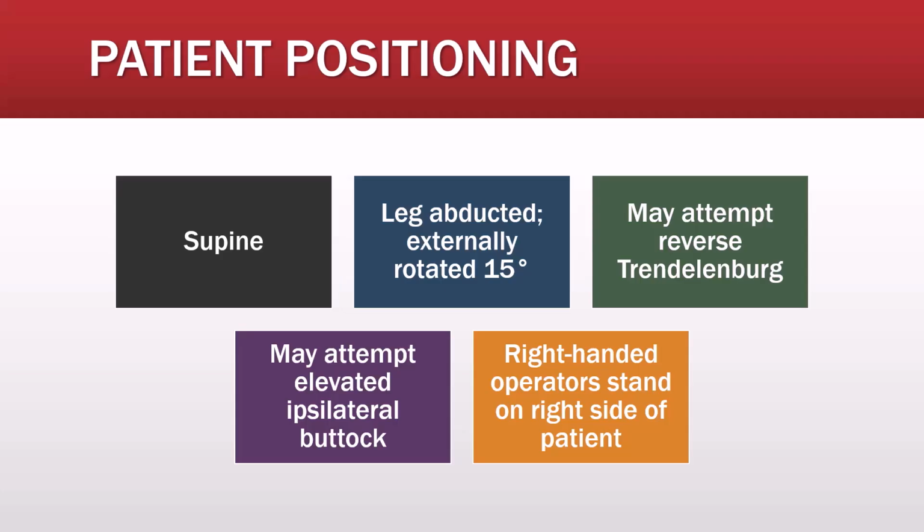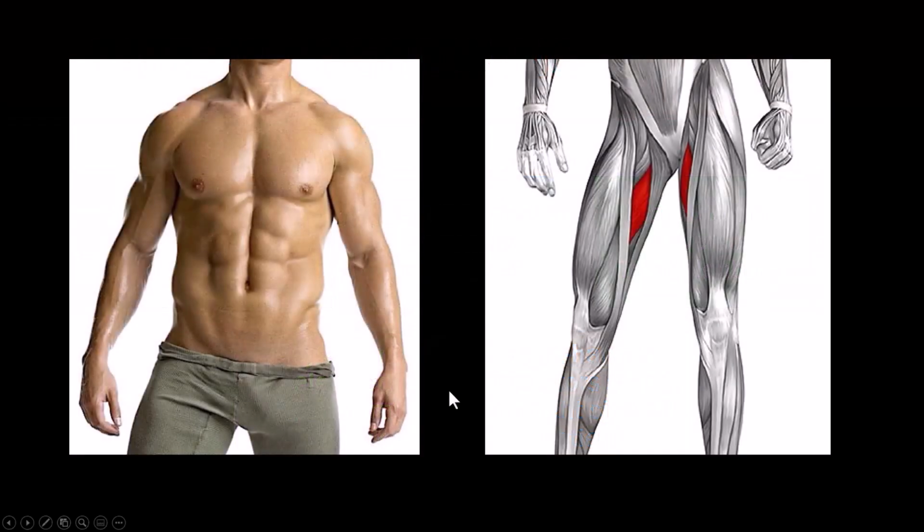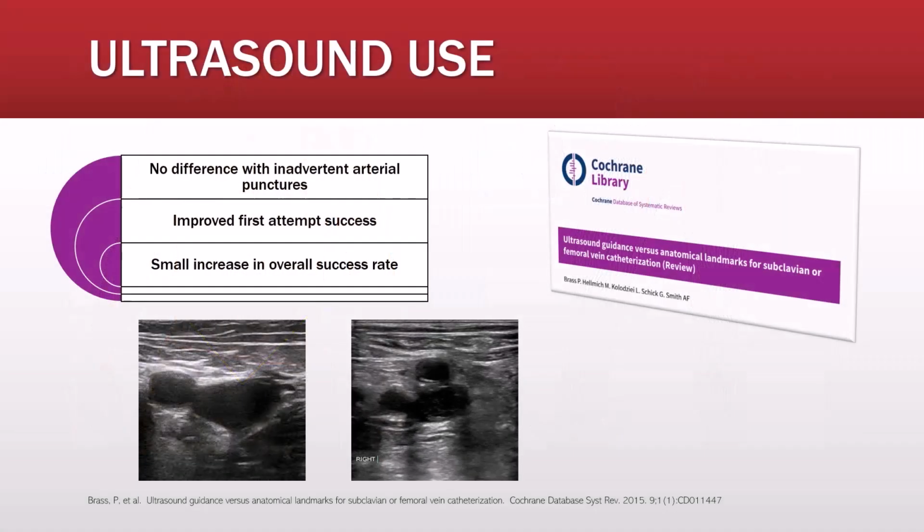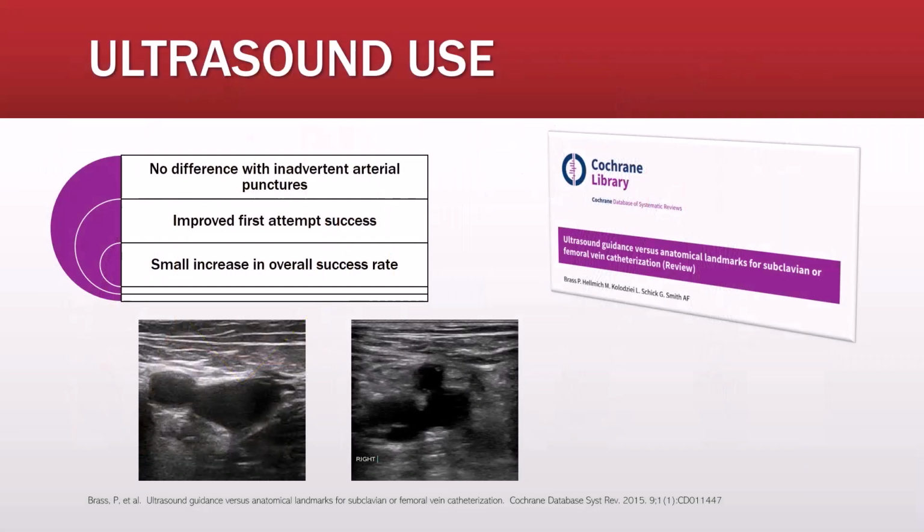Let's recap some of our positioning and anatomy. We see this physically fit gentleman to the left. We can easily identify iliac crest and the pubis symphysis. We draw our imaginary lines, and we can see the inguinal ligament. In our depiction to the right here, we can see that the leg is abducted and externally rotated by about 15 degrees. Now let's focus on ultrasound utilization during femoral line insertion.